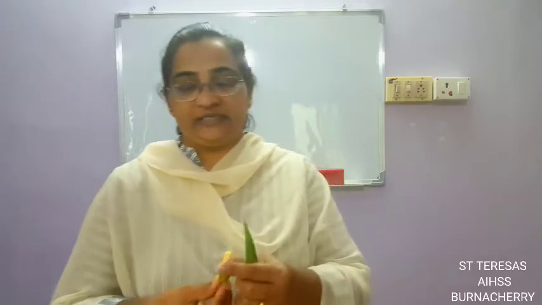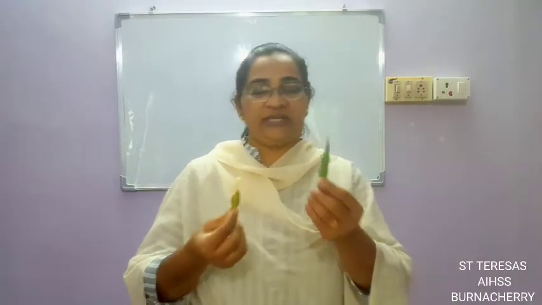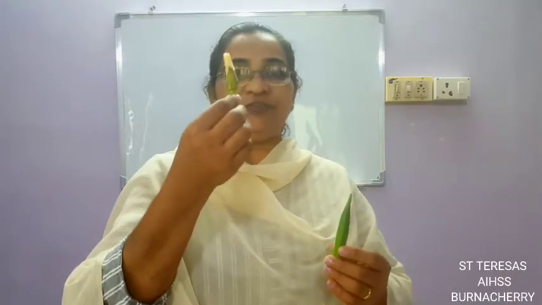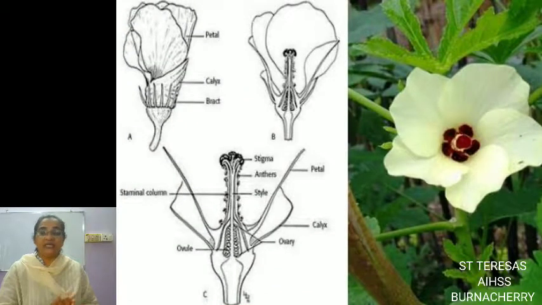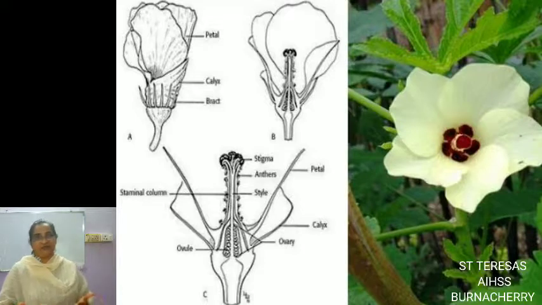For that, I will show you this lady's finger. This is the flower of the lady's finger. This is the fruit of the lady's finger, isn't it? If we cut open the lady's finger, look at that. Inside the ovary of the lady's finger, you can see many ovules. So when it becomes a fruit, all those ovules change into seeds.